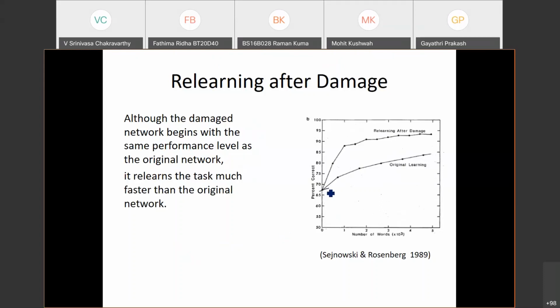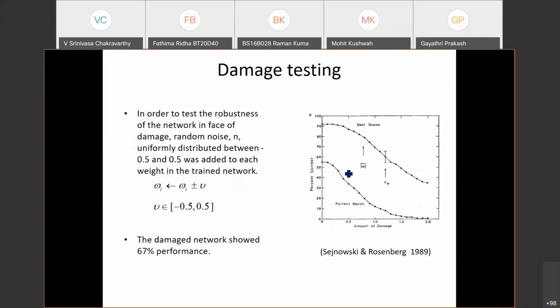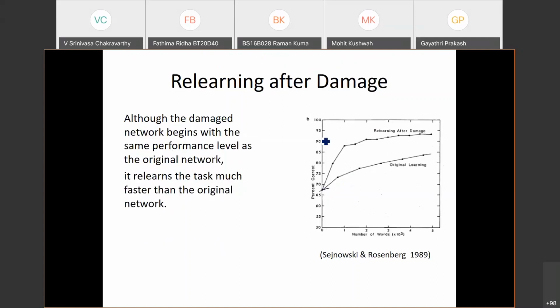And so now you damage the network and then start training it from that point onwards. So you take a pre-trained network, damage it, and you note that the pre-trained network was giving a performance of, let us say, 90 plus percent. Now when you damage the weights, it has dropped to 67%. Now you train again this damaged network.